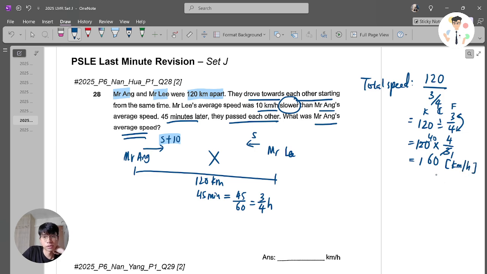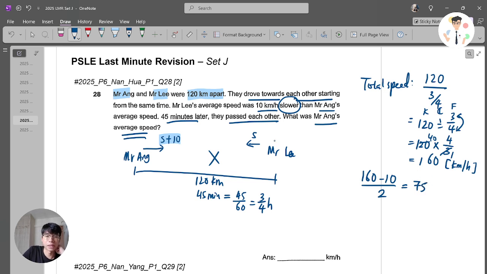And you simplify, and you know that the total speed of both of them is actually 160 km per hour. Okay? And again, I know that Mr. Ang is 10 faster than Mr. Lee, right? And I know S plus 10 plus S is equal to 160. So very simple, I can use 160 minus 10, then I divide by 2. And that will give me 75.